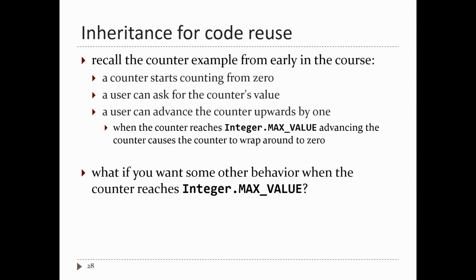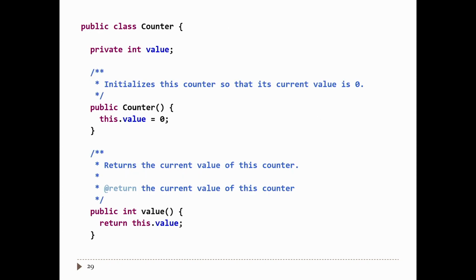So the count stays at integer max value. And then some other people might want it to wrap around to 0. So just to remind you what the counter class looks like: it's got a private field called value. It's got a constructor that sets the value to 0. It has some other constructors as well, but I'm not showing them to you here.